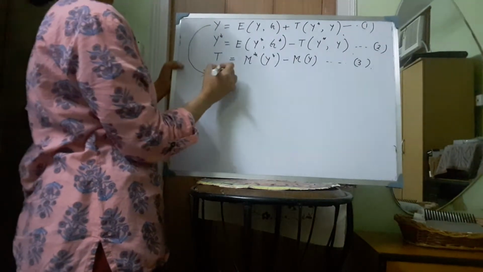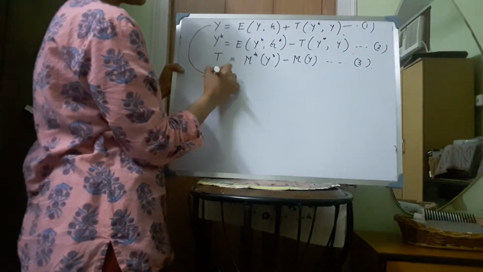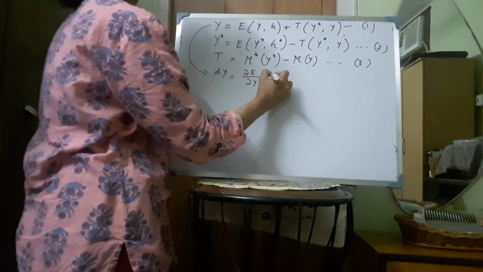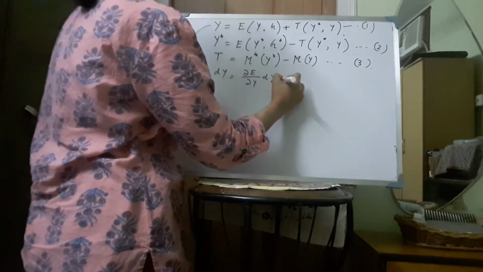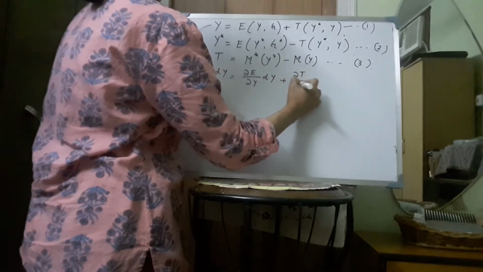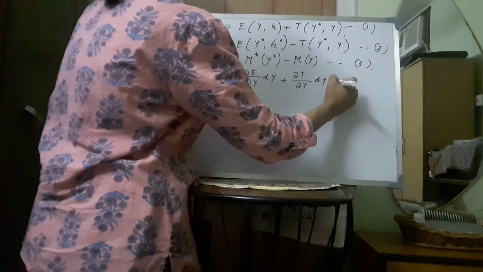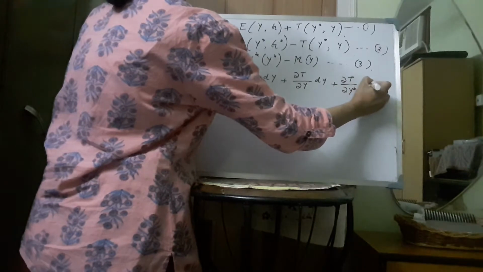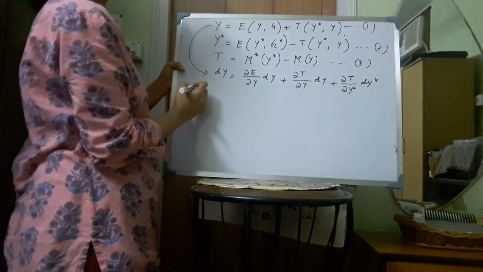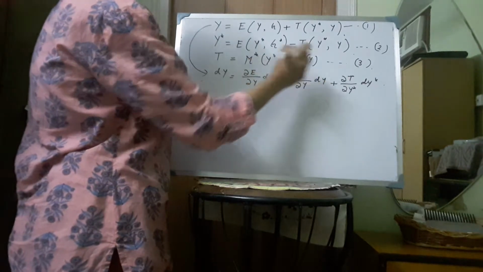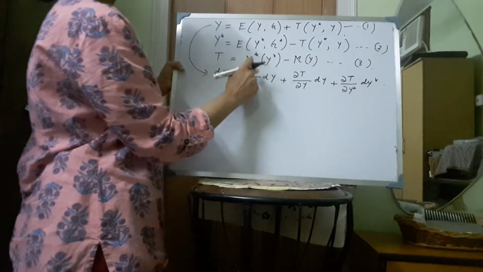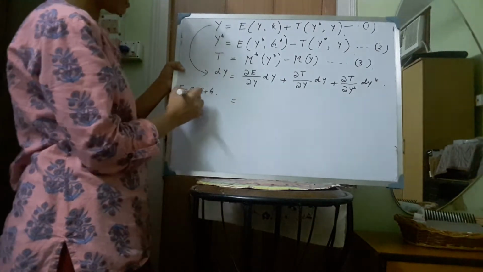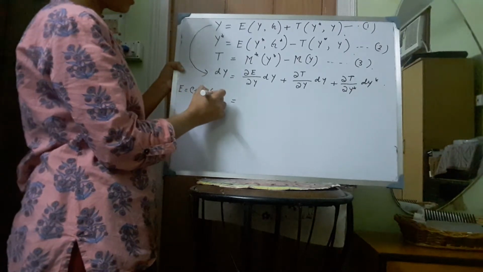Now first consider equation 1. Taking the total differential, we get dy is equal to del E del y dy, then we have del T del y dy, and then we have del T del y star dy star. Now what is T? T is m star y star minus m y. Now what is del E del y? We know that E is equal to C plus I plus G. So total domestic absorption is the sum of consumption, investment and government expenditure.